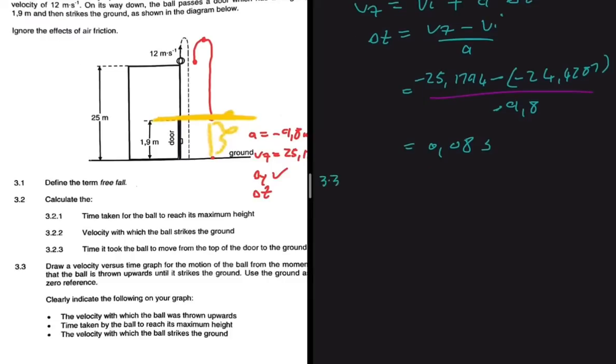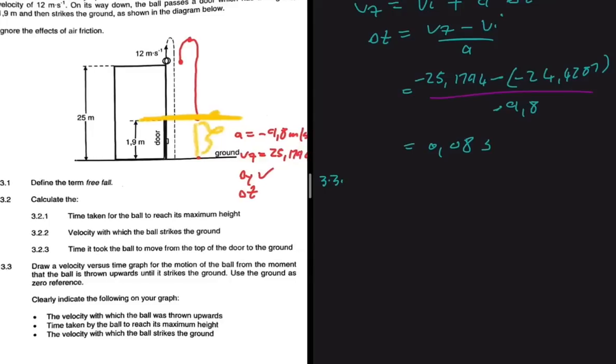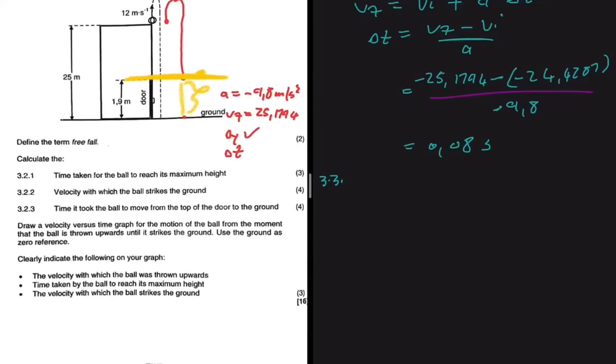3.3, the last question. What does 3.3 say in here? So here, let's draw a velocity time graph for the motion of the ball from the moment that the ball is thrown upwards until it strikes the ground. Use the ground as 0 reference. Clearly indicate the following on your graph.